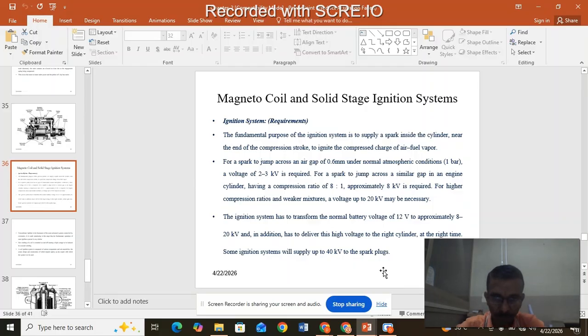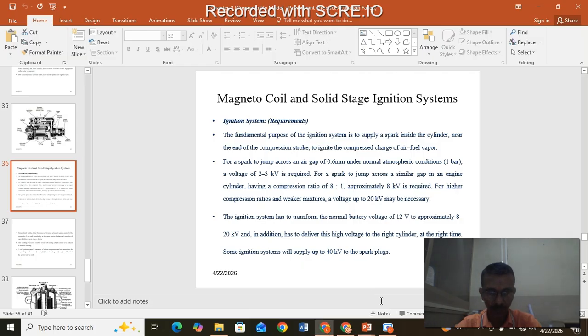Good morning, everyone. Today we discuss, in chapter number 6, the magneto coil and solid state ignition. So, what is ignition? When do we require it? Some requirements about the ignition systems.